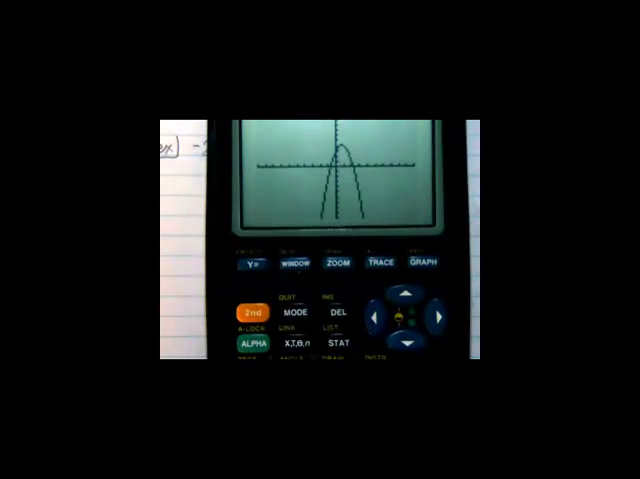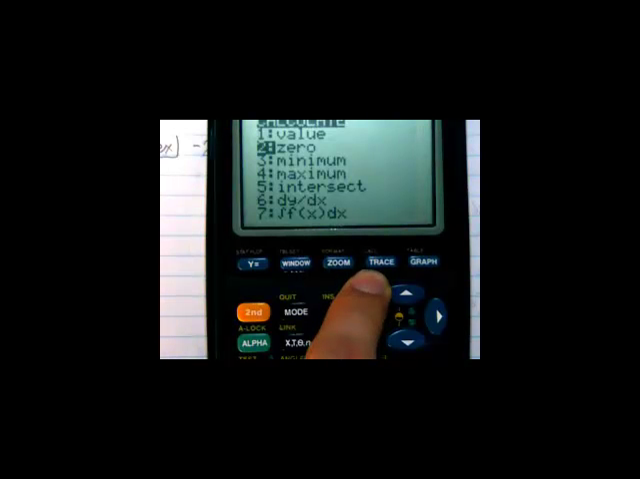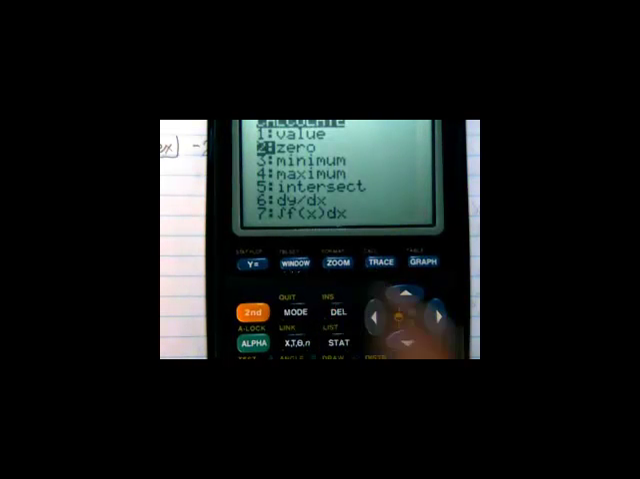Okay, so here's the parabola. This one happens to open down as well, which is new. They can do that too. All right, so those x-intercepts, a little refresh for you. So second, calc, 0. You're going to hit second, and then it's the trace button, actually. And it takes you into this calculate menu, and you want to go to number 2, zero.